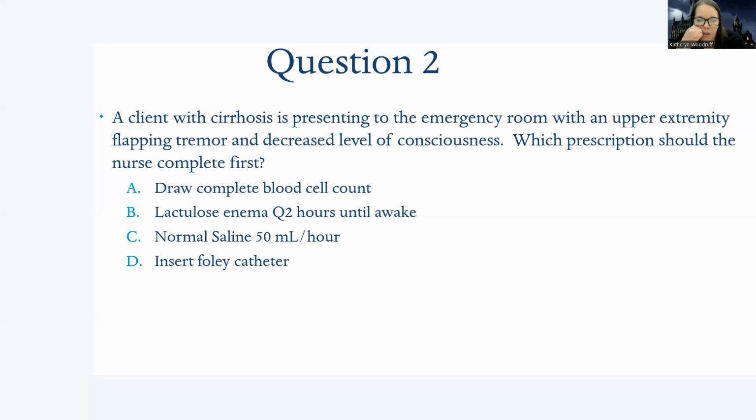Normal saline at 50 mL per hour. I'm thinking about ABCs and C for circulation. I like that. They may need some fluid, but I'm also thinking, liver patients can be fluid overloaded. I don't know if they'll need that, but again, this is not a fluid question.